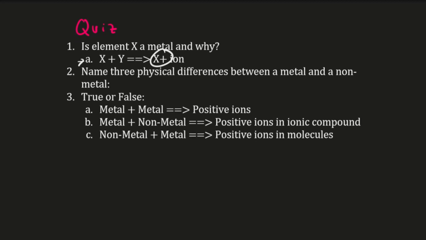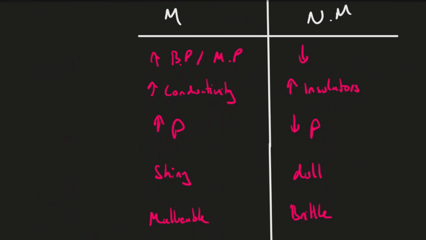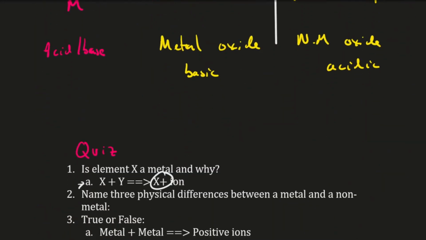Question 2, name 3 physical differences between a metal and a non-metal. So physical differences, if you remember, it could be any of these ones. These are all physical differences. You could say the metal has a high boiling point, whereas a non-metal has a lower boiling point. Same thing for melting point. Metal is more conductive. Non-metals tend to be better insulators. The metal tends to have a higher density. Non-metals tend to have a lower density. Shiny versus dull, and malleable versus brittle. So any of those would be correct.